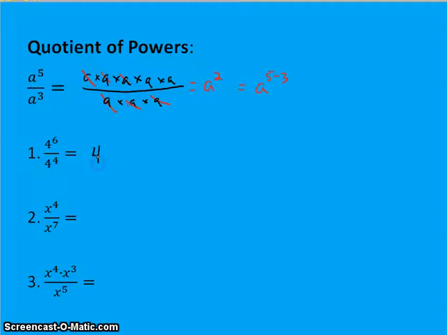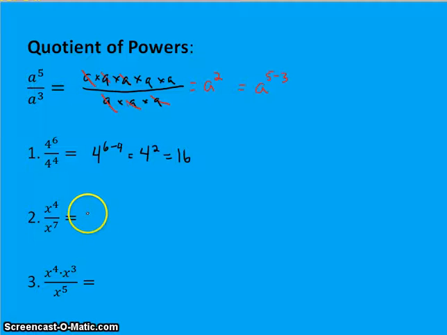Here we have the base of 4, so we're going to write our base of 4, and then we have a 6 up top, 4 on the bottom. 6 minus 4, which is 4 squared, and if we need to calculate it, it's 16. If a question would ask to write it as a single power, that's when you would write 4 squared.